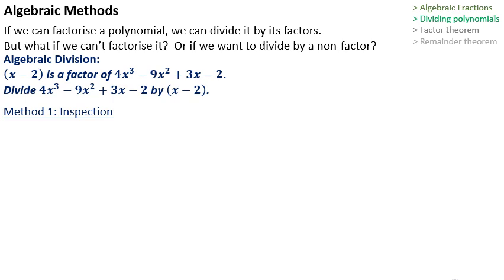The first method is called inspection. And it's a weird one, because if you look at somebody's working out for the inspection method, it looks remarkably like they've just written down the answer, because a lot of the work goes on in your head. I'll show you what I mean. The first thing to notice is that if we're going to divide this cubic expression by this linear term, well, the result we get will be something which you could multiply by x minus 2 to get this cubic.